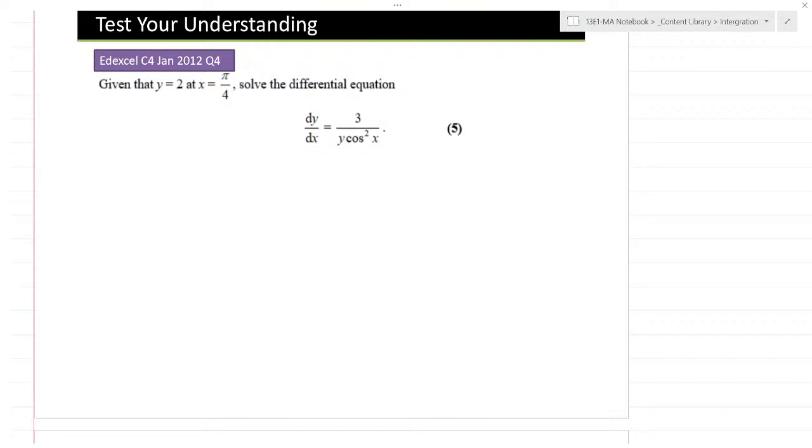First step: you're just getting everything with a y on one side, everything with an x on the other. So here, take the y up, so it's going to be y dy by dx. Take the x up to the other side, so it's going to be 3 over cos squared x dx, taking that dx up. Does that make sense?